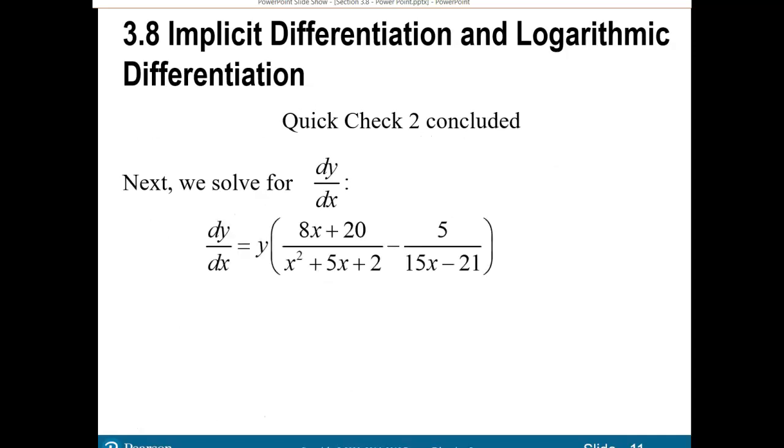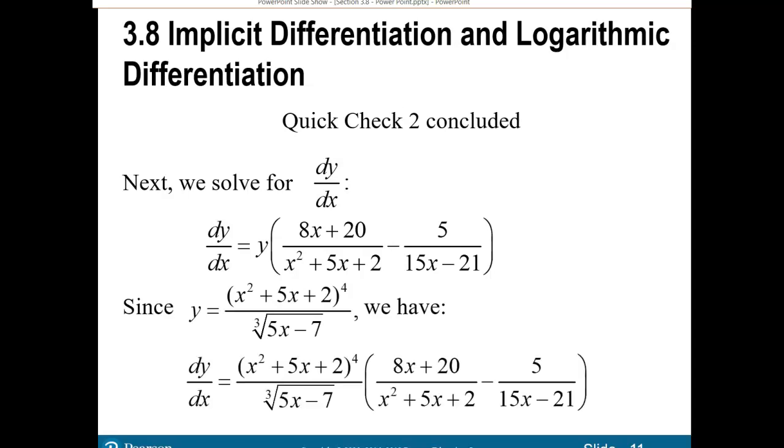So multiplying both sides by y puts that y on the other side, and then replacing y with what we were given for y ends up giving me this. So this y gets replaced with what we were given as y, and then times the result of my differentiation.